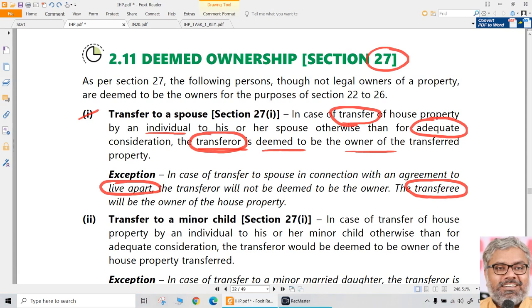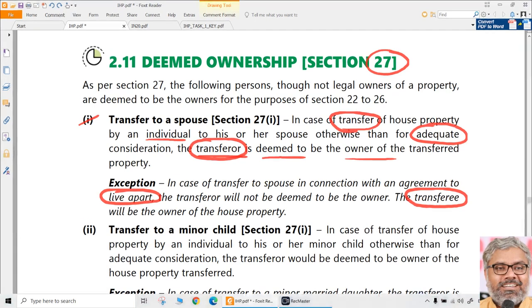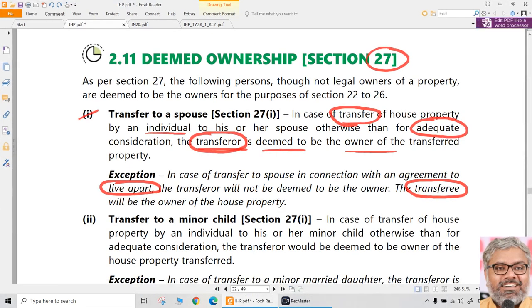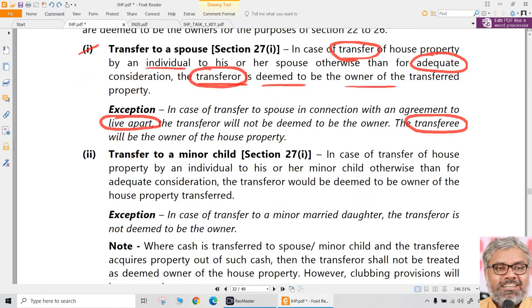So if a person transfers the property to his or her wife or husband, as the case may be, we can call it a spouse in general, then if such transfer happens without adequate consideration, that transfer in the eyes of income tax law is as good as null and void. So the law continues to deem the transferor to be the owner of the property, though legally the property is registered with the transferee. That is the point to be noted here.